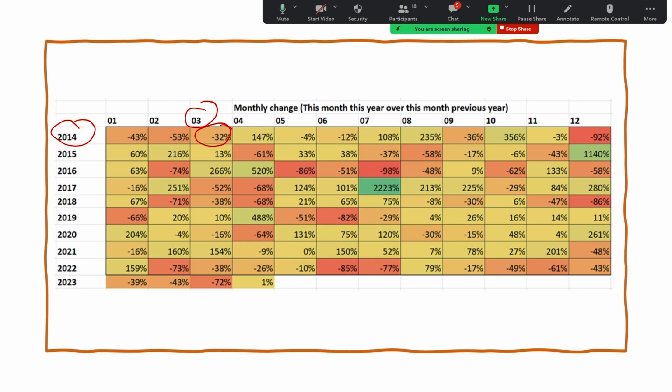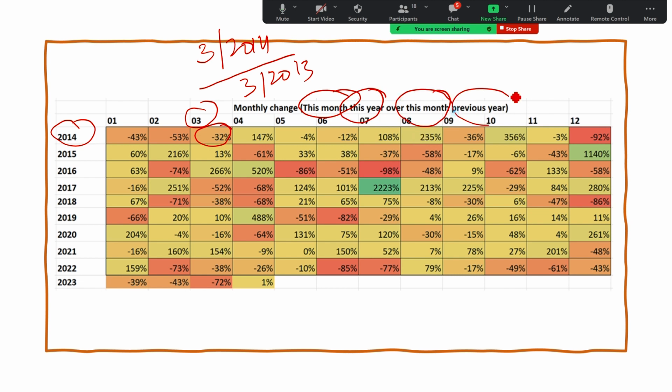How is this calculated? This is calculated by taking the third month, which is March of 2014, and dividing this number by the March in 2013. So this month, this year, over this month, previous year. This is a year-on-year growth comparison.